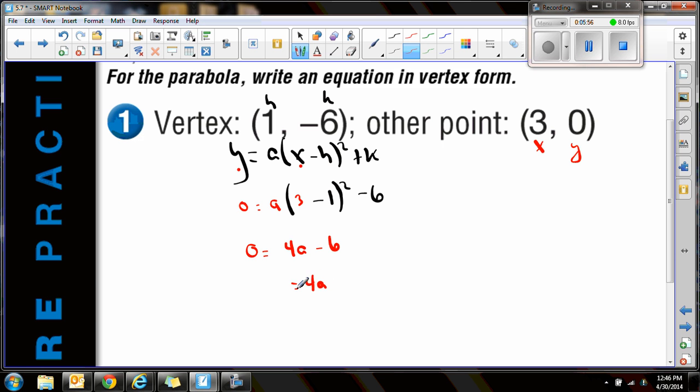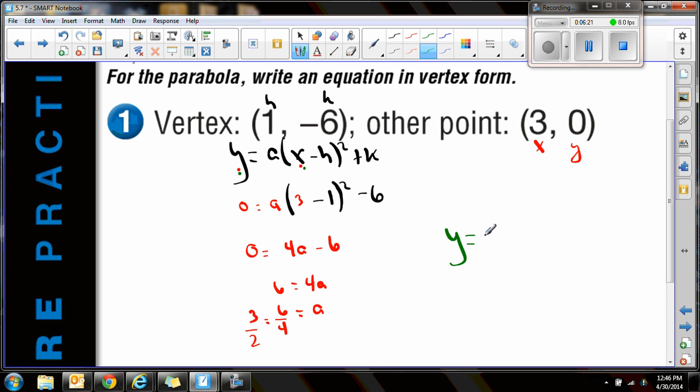4a will equal 6 by adding it to the other side. So a is 6 divided by 4, which will reduce to 3 halves. Once I know a, one more step, and that's to write out your final equation. The final equation should have x and it should have y left as variables.